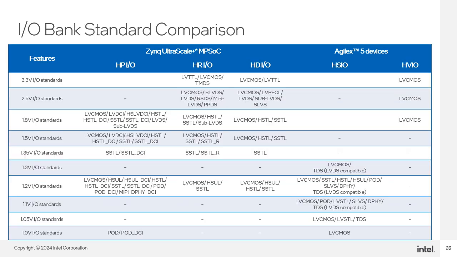This table provides comparison of the I/O standard support across different bank types in Zynq UltraScale Plus and Agilex 5 devices. Each I/O standard has its individual voltage and feature supports. Ensure that you redesign your voltage supplies and I/O placement when migrating from Zynq UltraScale Plus to Agilex 5 devices.